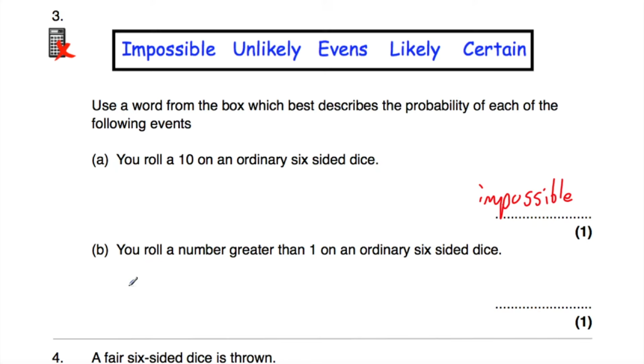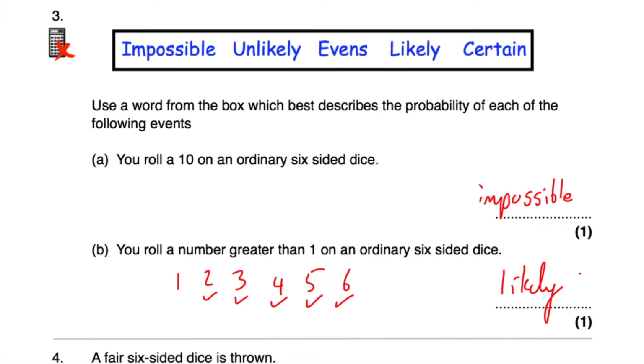And then part B says you roll a number greater than 1 on an ordinary 6-sided dice. Well, on the dice you've got the numbers 1, 2, 3, 4, 5 and 6. It says you roll a number greater than 1, so that's either that one, that one, that one, that one, or that one. So it's going to be likely. You're likely to roll a number that's greater than 1 on a dice. You may roll a 1, which is obviously equal to 1, so that wouldn't be greater than 1. So it's going to be likely rather than certain. So it's going to be likely.